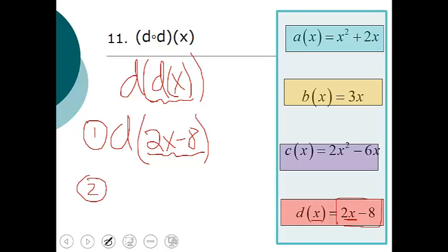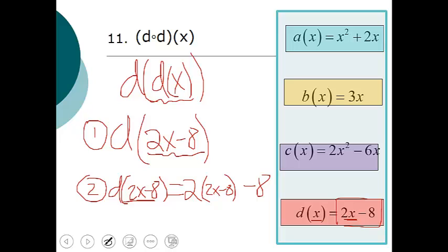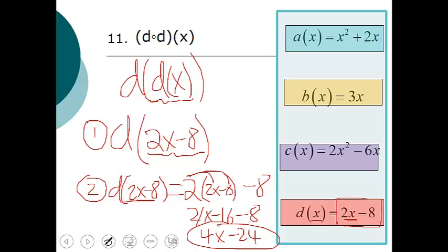So now we have d of 2x minus 8, which is going to become 2 times your placeholder minus 8. Well, what is my placeholder? It's 2x minus 8. And now you simplify. Distribute. We got 2x times 2 gives you 4x, minus 16, minus 8, minus 24, and I'm done. That is it. That is all.